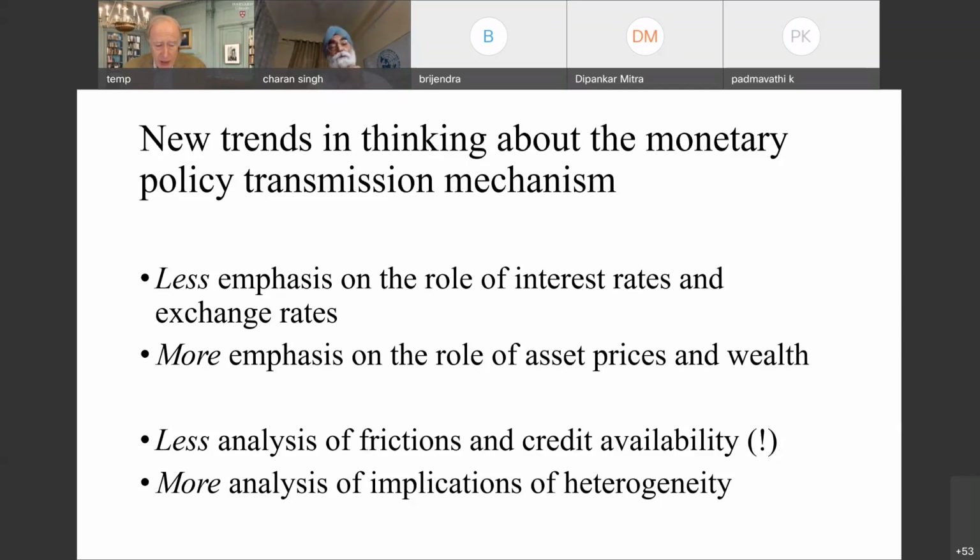Now, correspondingly, what I find interesting is that there is more analysis today of the implications of heterogeneity among different kinds of agents. And I find that very interesting. This is, in some sense, welcome to me. I am of a generation that grew up in the shadow of Jim Tobin many years ago.